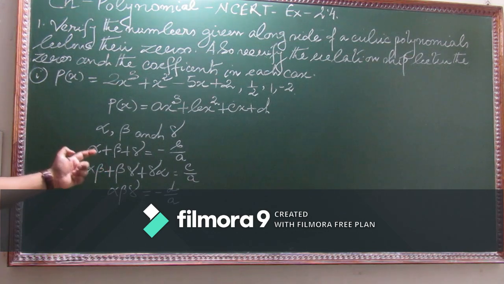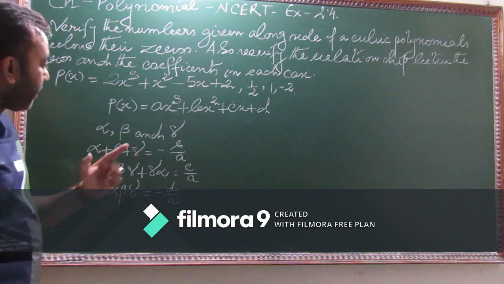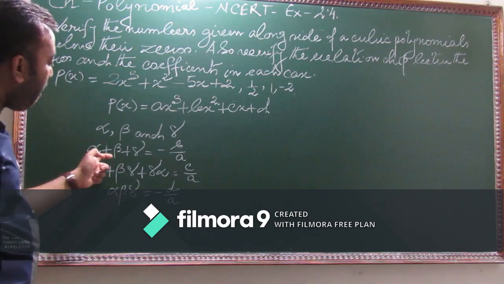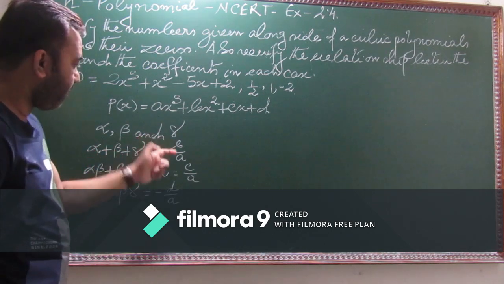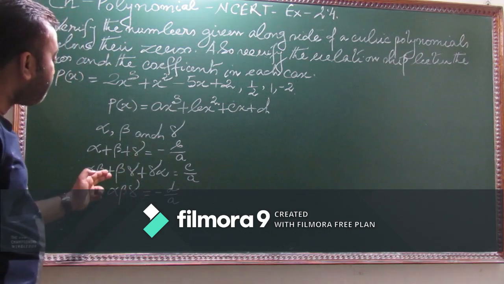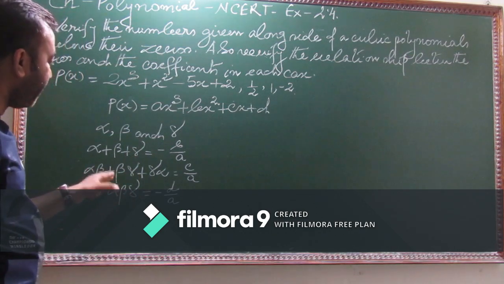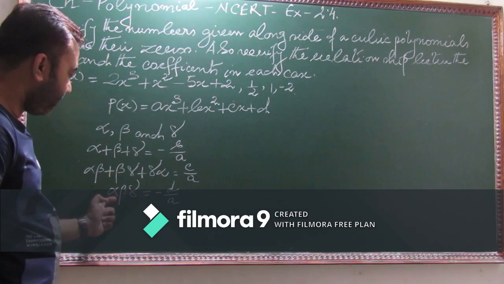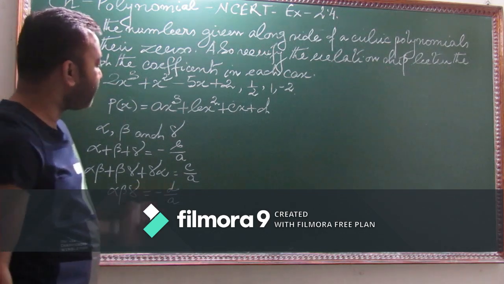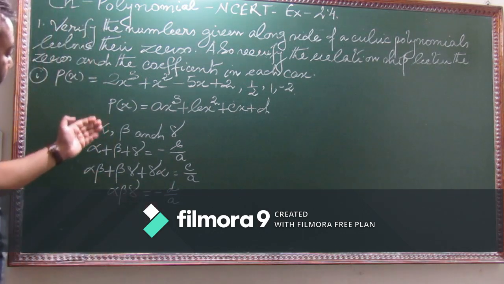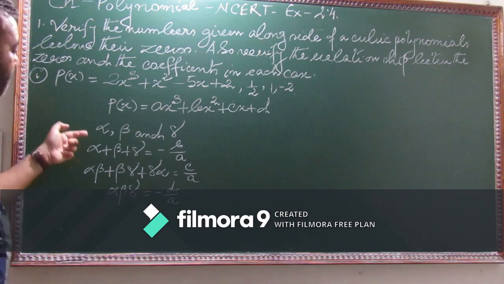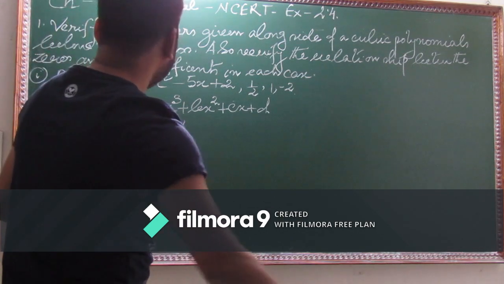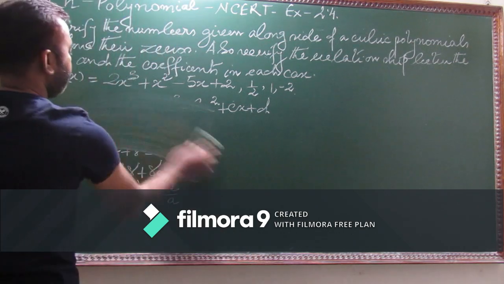So it is written alpha plus beta plus gamma, but if I want to write it in words, then the sum of all the zeros is minus b by a. The sum of the zeros taken two together is c by a, and the product of the 3 zeros is minus d by a. So this is the relation of the zeros alpha, beta and gamma. Now I am going to start this question. So how can I proceed for this question?